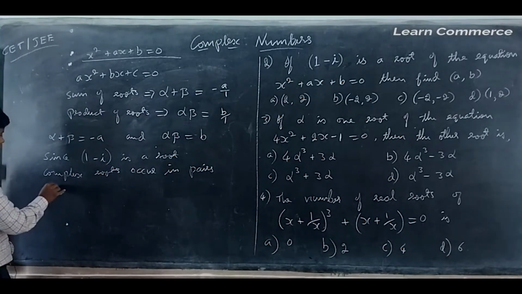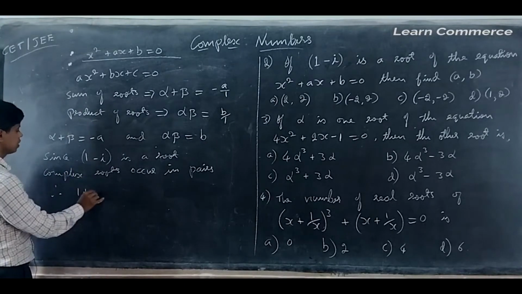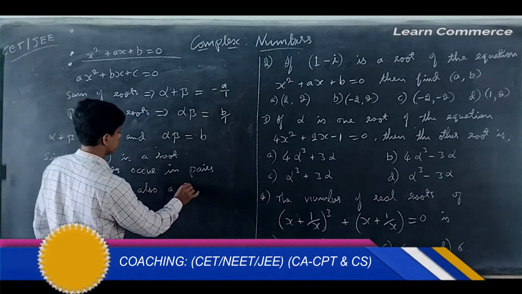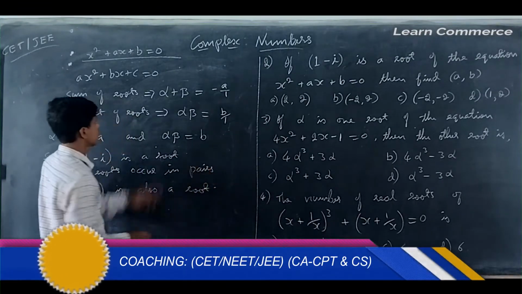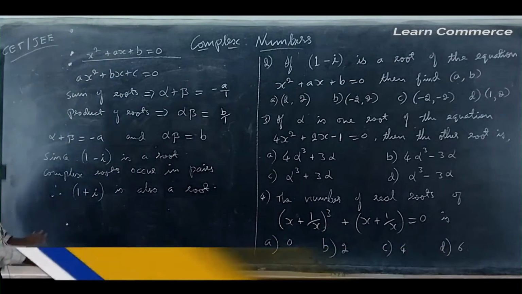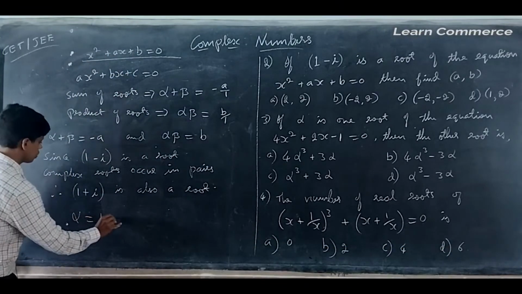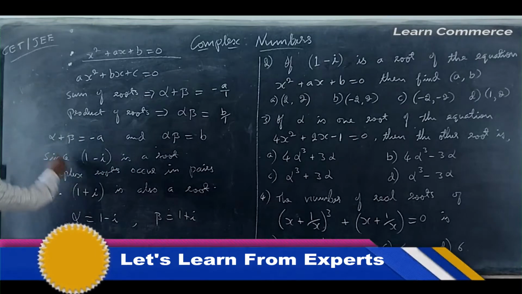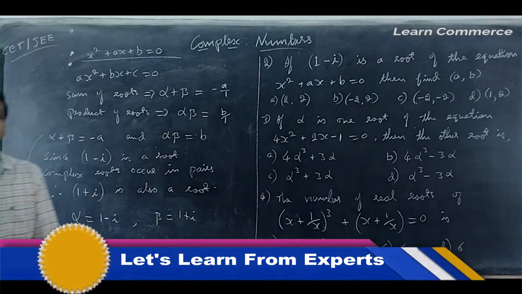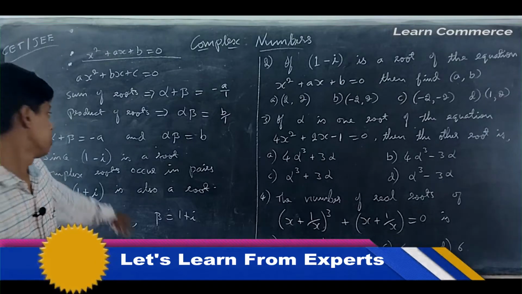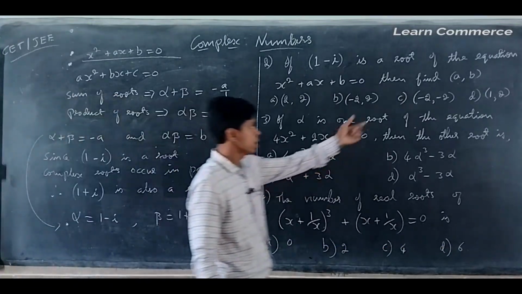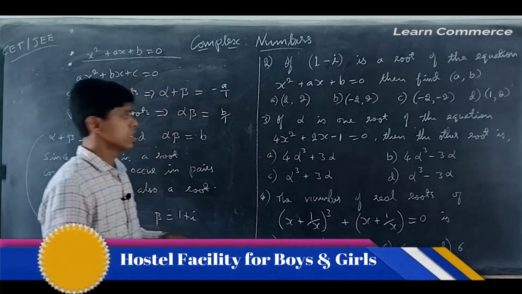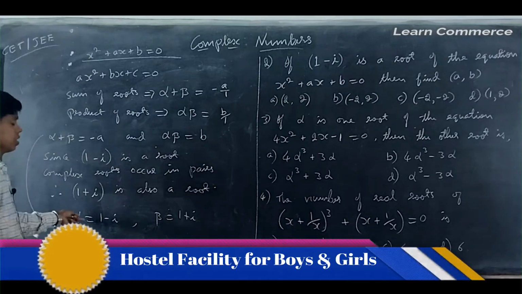Therefore, what is the conjugate? 1 plus i. So 1 plus i is also a root of the quadratic equation. Therefore alpha is equal to 1 minus i and beta is 1 plus i. So now we have to combine these two things and then find a and b. We have to find the ordered pair a comma b. So let's solve these things.